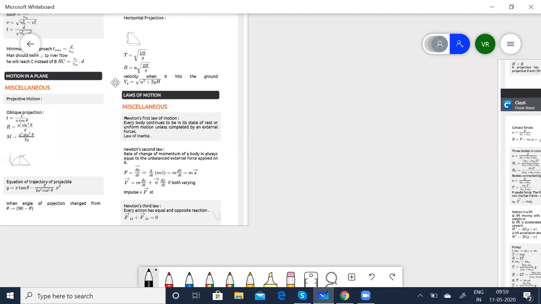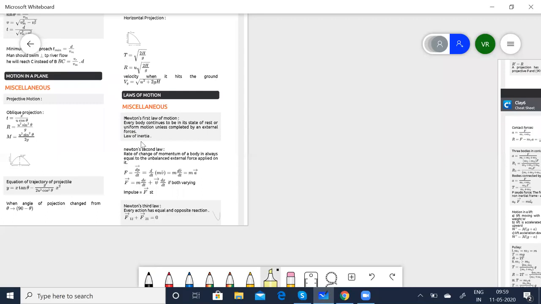First, coming to Newton's first law of motion. You have learned about Newton's three laws of motion, the first law, second law, and third law, right from your 9th standard, 9th grade. Let us see the three laws first.